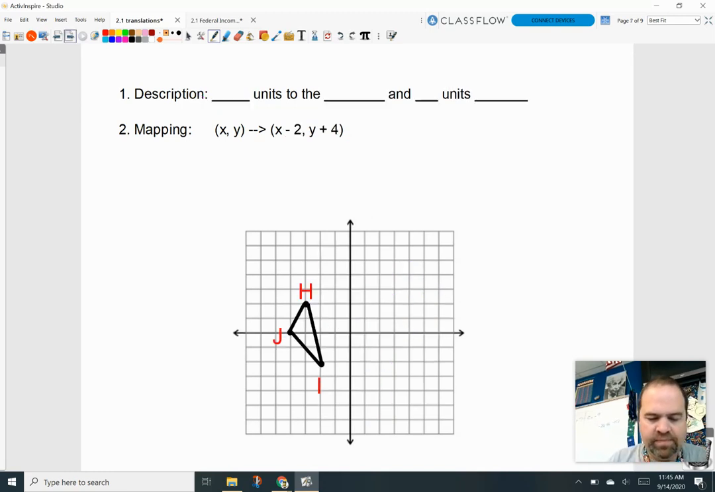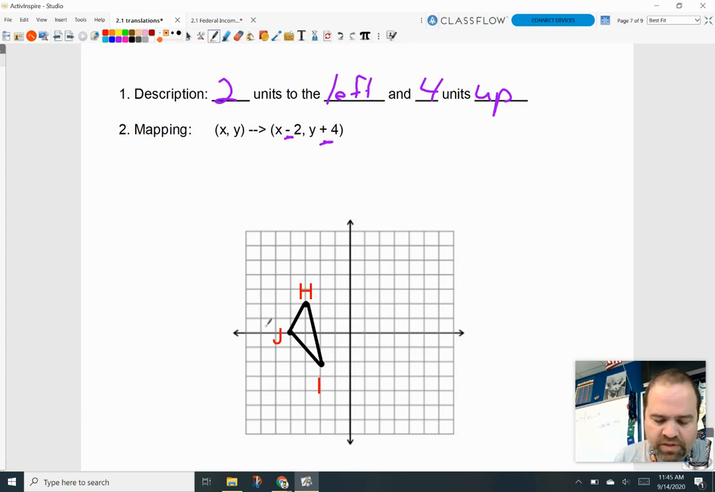And last but not least, going the other way, I've given you the mapping. How does that affect the actual figure? So I'm going to go 2 units to the left, since I subtracted, and 4 units up since I added on the Y. I just want you guys to be able to go back and forth between having a description in words and having what's called a translation mapping. There are going to be mappings for the translations. There will be some mappings for the reflections. The rotations are kind of hard to do in mappings, but maybe that's something we can get into.